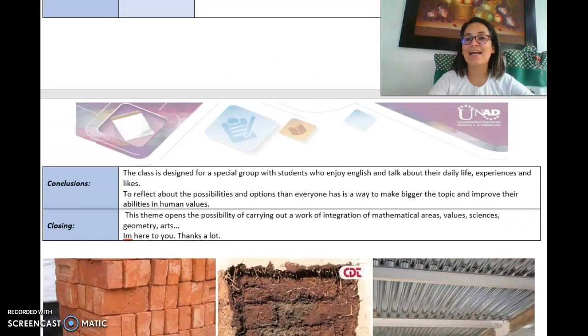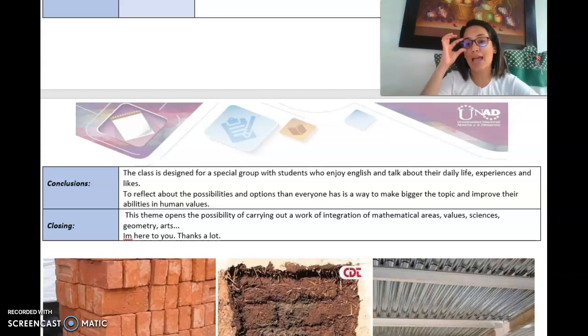What conclusion can I make? The class is designed for a special group with students that enjoy English and talk about daily life, experiences, and likes. Also, the teacher and the class can reflect on the possibilities and options that the students have, as a way to broaden the topic and improve their abilities in human values.